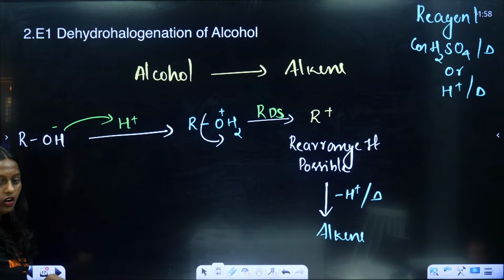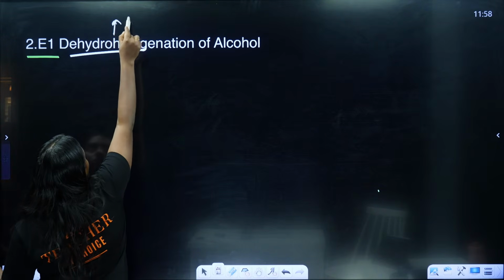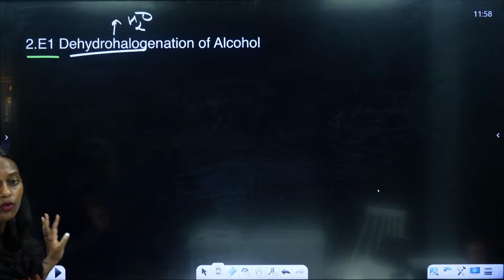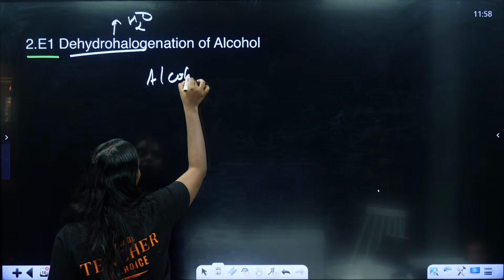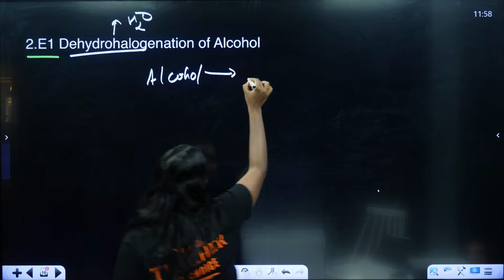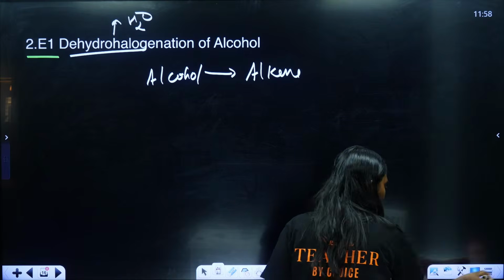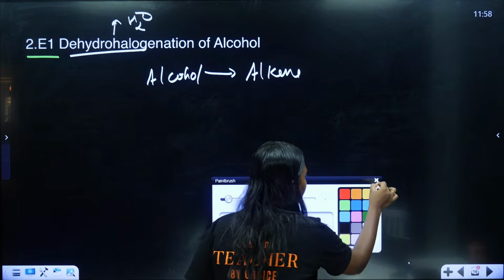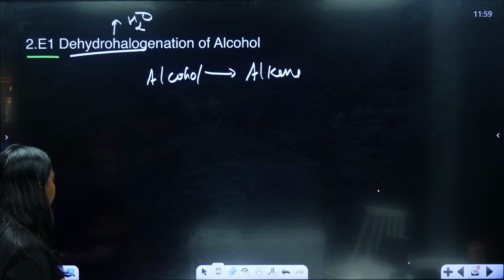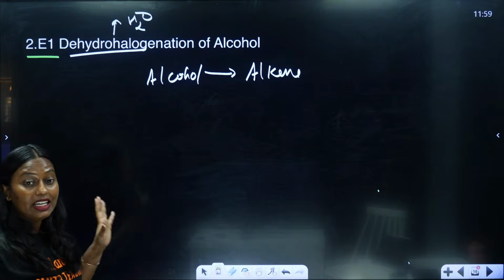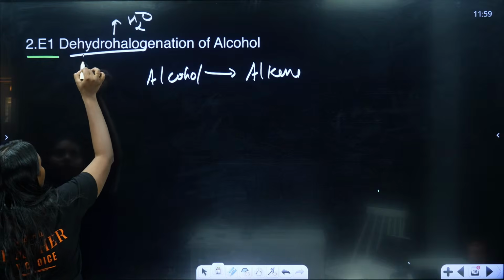So here we are taking one alcohol. I can't write it here, so just remember this is the removal of water. We are making a double bond. From alcohol we are preparing alkene. So dehydration. E1 is dehydration. Just write dehydration. So I will write dehydration here.